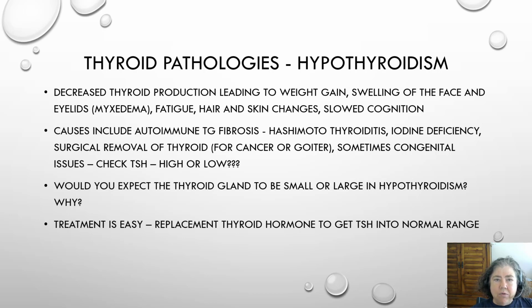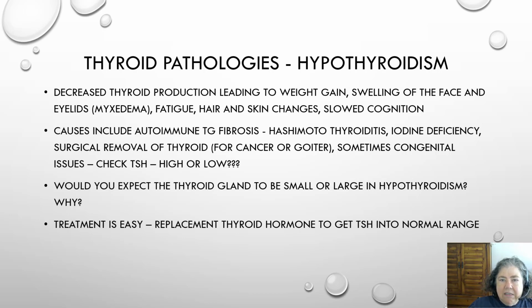Hypothyroidism, or decreased thyroid hormone production, results in weight gain, often swelling of the face and the eyelids, which is called myxedema, fatigue, often dry skin, coarse hair, and slowed cognition. There are several causes, and the most common cause in the United States is something called Hashimoto thyroiditis, which is an autoimmune disorder in which the thyroid gland fibroses and loses the ability to make thyroid hormone.